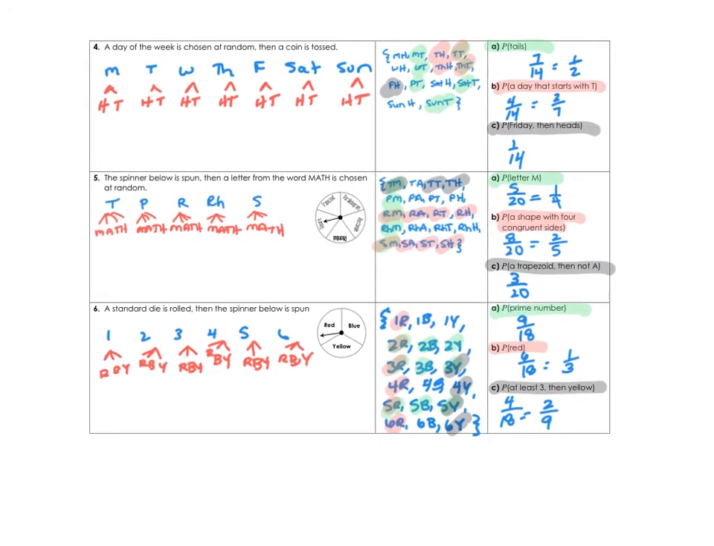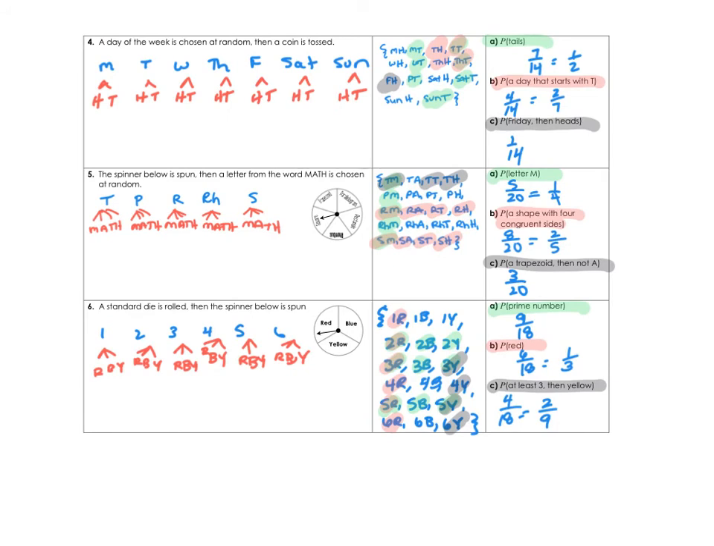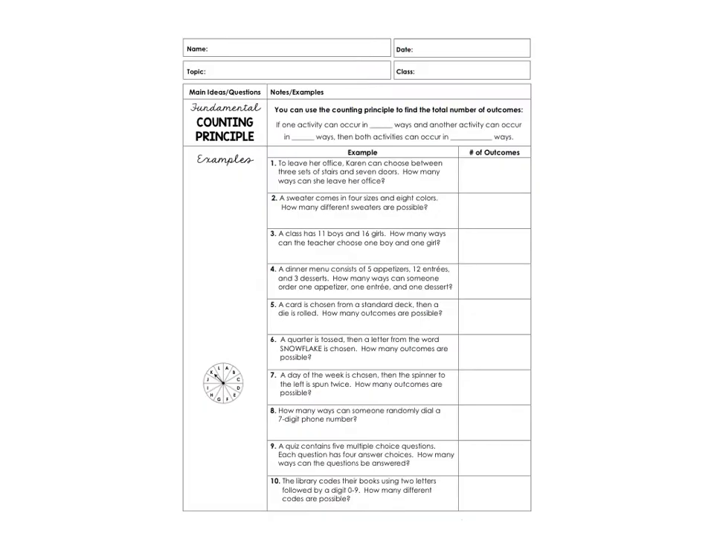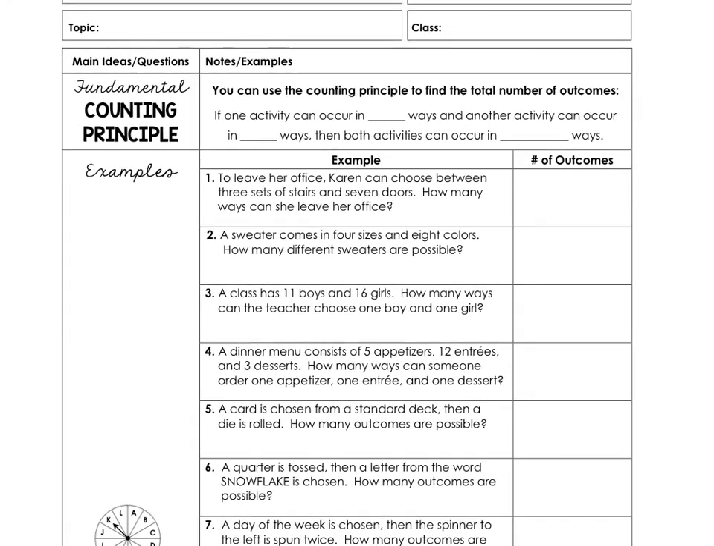Pretty exciting. Now we're going to move on to counting principle, which I think you will find way easier and way quicker. So let's move on to page 3. Let me shrink this down in case you need to freeze the screen for a second. Counting principle. You can use the counting principle to find the total number of outcomes. If one activity occurs in m ways, and the other activity occurs in n ways, then both activities occur in m times n ways.